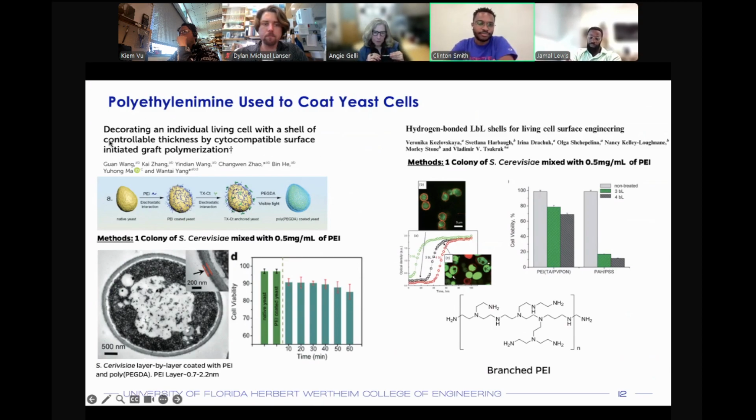I did some literature search, and basically polyethylenimine was the lead candidate for coating the cell surface, particularly with yeast. This was done with S. cerevisiae previously, and then I eventually implemented this with C. neoformans.